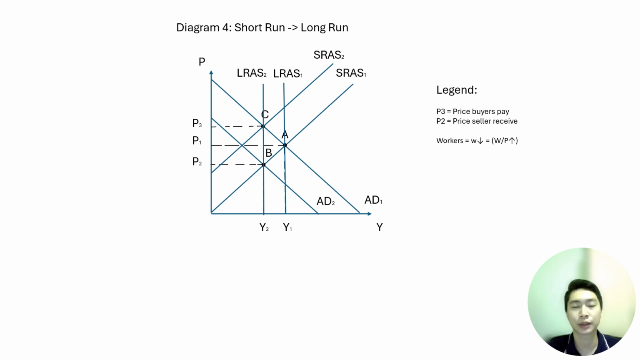The long-run aggregate supply 1 shifts to the left to long-run aggregate supply 2. The short-run aggregate supply 1 will shift to the left to short-run aggregate supply 2. Macroeconomic equilibrium moves from point B to point C in the long run. The price level is higher at P3, while output has fallen from Y1 to Y2. As a result, unemployment increases. Therefore, there are no long-term benefits for the economy.